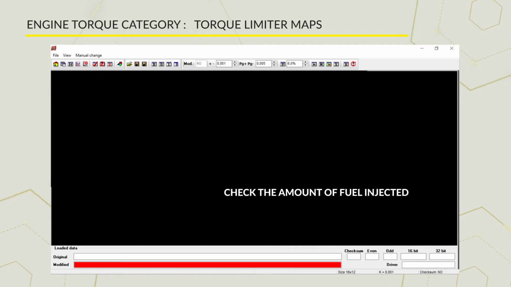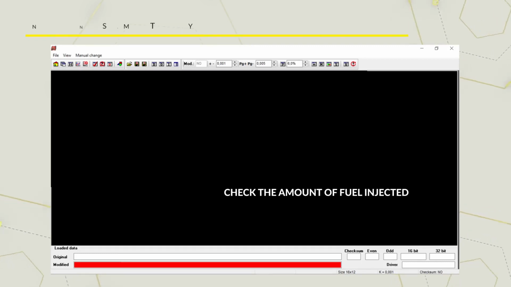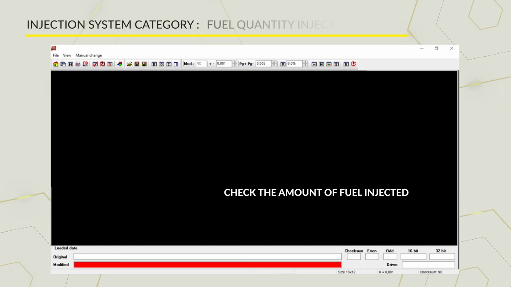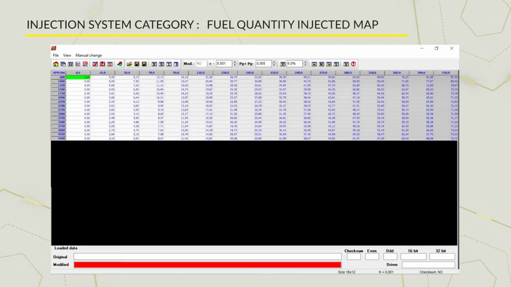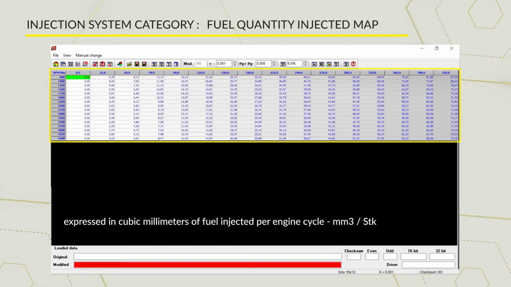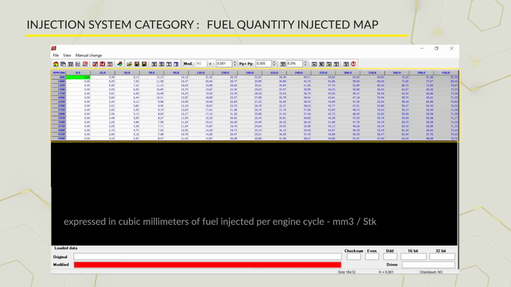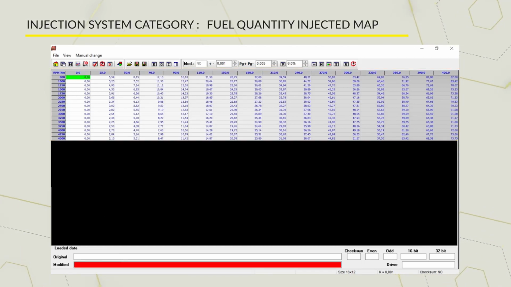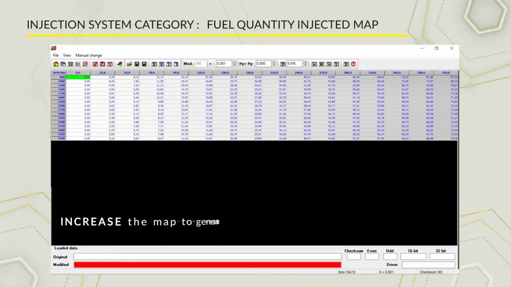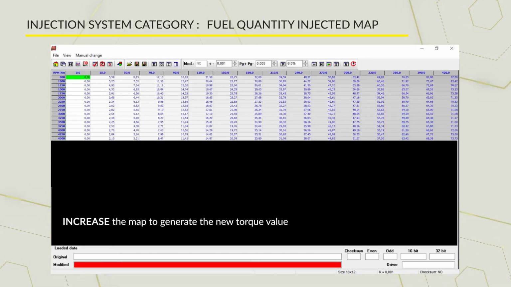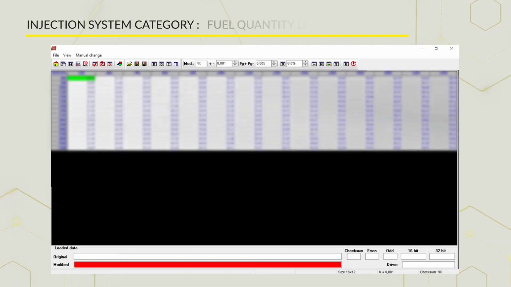To do this, we need to move to another category of maps, the injection system, and analyze the fuel quantity injected map. This time, the map is a function of the engine revolutions and Newton meters, and we find values expressed in cubic millimeters of fuel injected per engine cycle. If we have increased the torque request map beyond the maximum torque that this map can handle, we should also increase this fuel quantity injected map in order to inject the fuel needed to generate the new torque value. The fuel to be injected also has its own respective fuel quantity limiter maps. Let's go take a look at one.